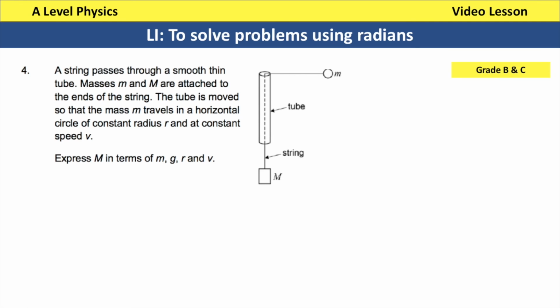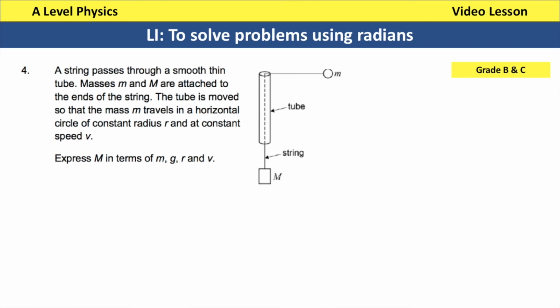Now to do this, we've got to think about what is going on. That smaller mass m is moving in a horizontal circle. Because it's moving in a circle, there must be a centripetal force acting on it, and we know that centripetal force is given by mv squared over r. So the centripetal force on that small mass is mv squared divided by r.